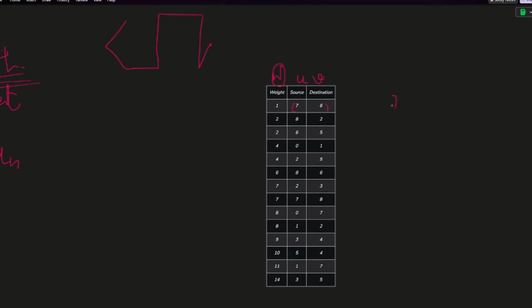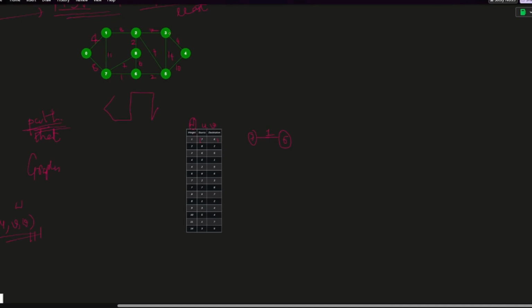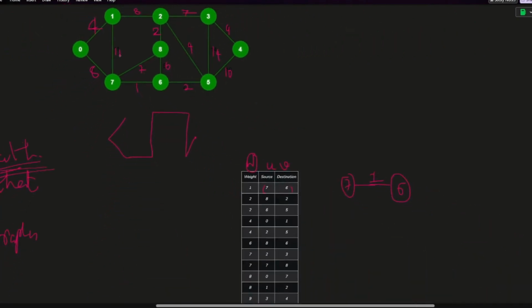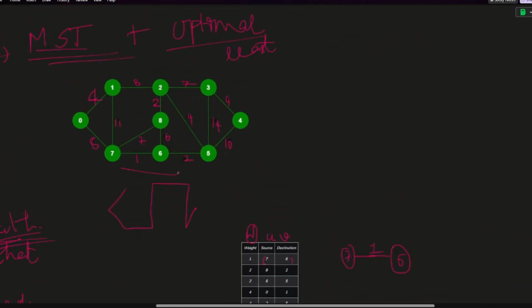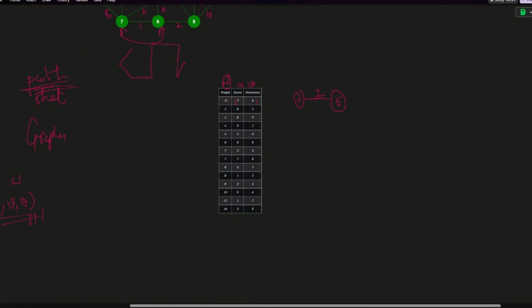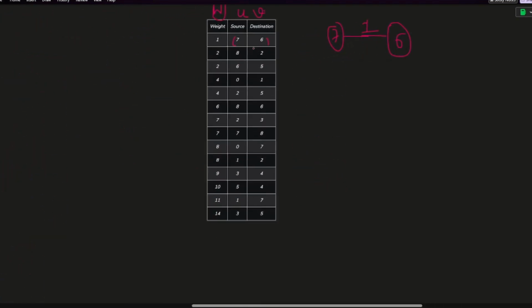So 7 to 6. I'll draw this diagrammatically just so that you understand. 7 to 6, and the weight of this is 1. This is the node, and just so that you get to see how the graph looks, 7 to 1, and the weight of it is 1. I'm so sorry, did I mark it as 11? Oh, I'm sorry. 7 to 6 is one, and the corresponding weight is one. So as you can see, I've listed all of these.